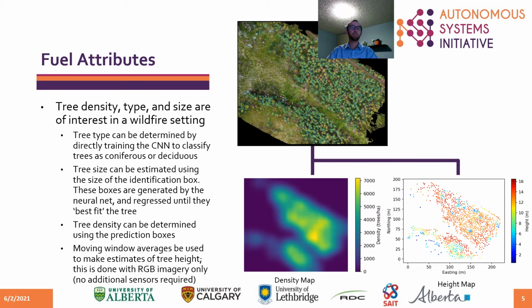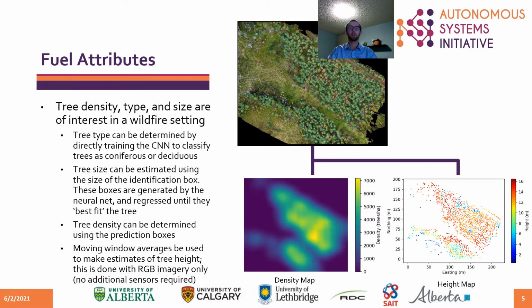So now that we can identify and classify trees, we can begin deriving tree stand properties and fuel attributes. Of particular interest here are tree density, tree type, and tree size, which is two parameters, crown width and tree height. Tree type can be determined by the model we previously discussed, so coniferous or deciduous. Tree density can be determined using the number of boxes identified in a certain area, and you can see a heat map of density here to the right.